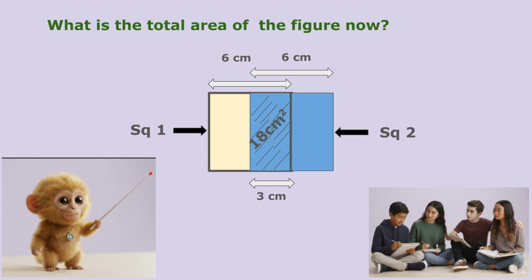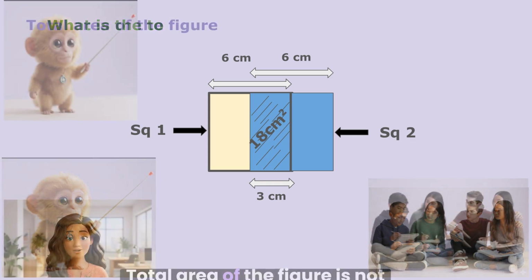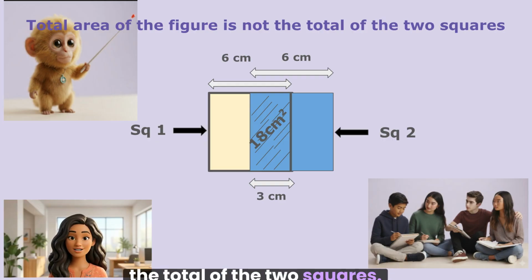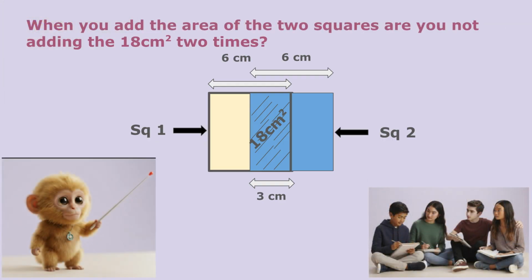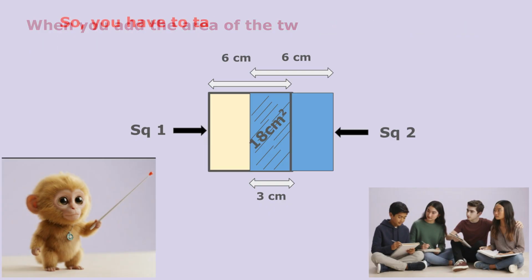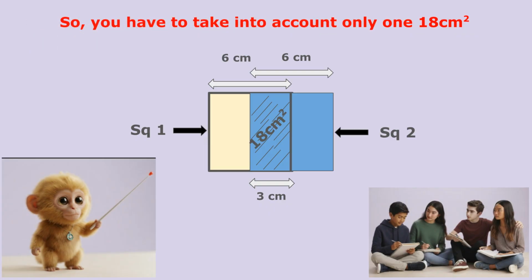What is the total area of the figure now? Total area of the figure is not the total of the two squares. So you have to take into account only one 18 centimeters squared overlapped portion.